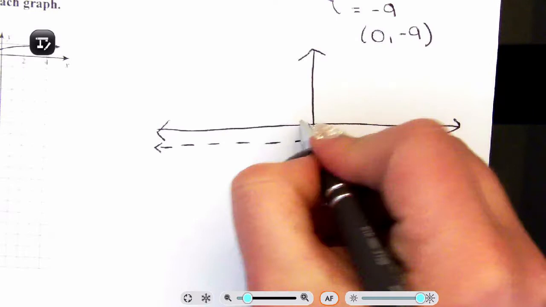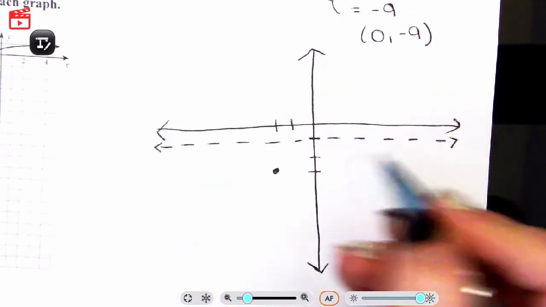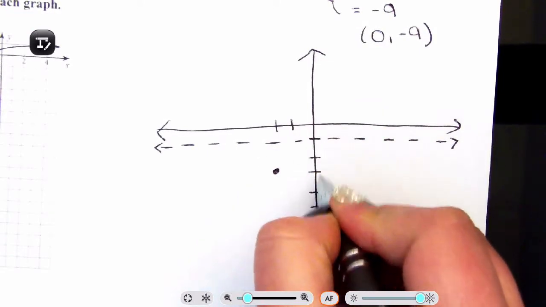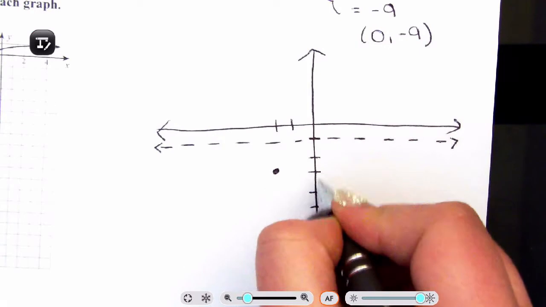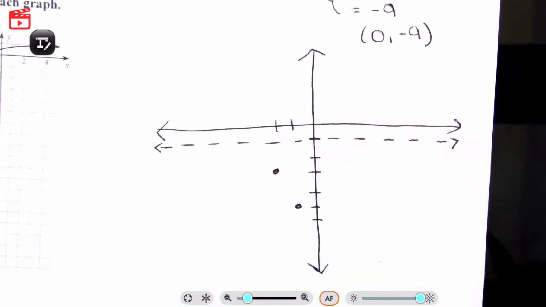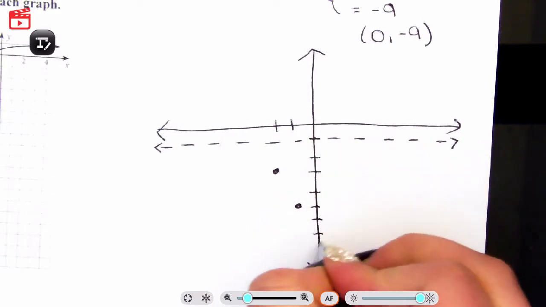So we have 2 points. I have a negative 2, negative 3. I have a negative 1, negative 5. 1, 2, this is negative 1, 2, 3, 4, 5. And we have a y-intercept at 0, negative 9. So 1, 2, 3, 4, 5, 6, 7, 8, 9.